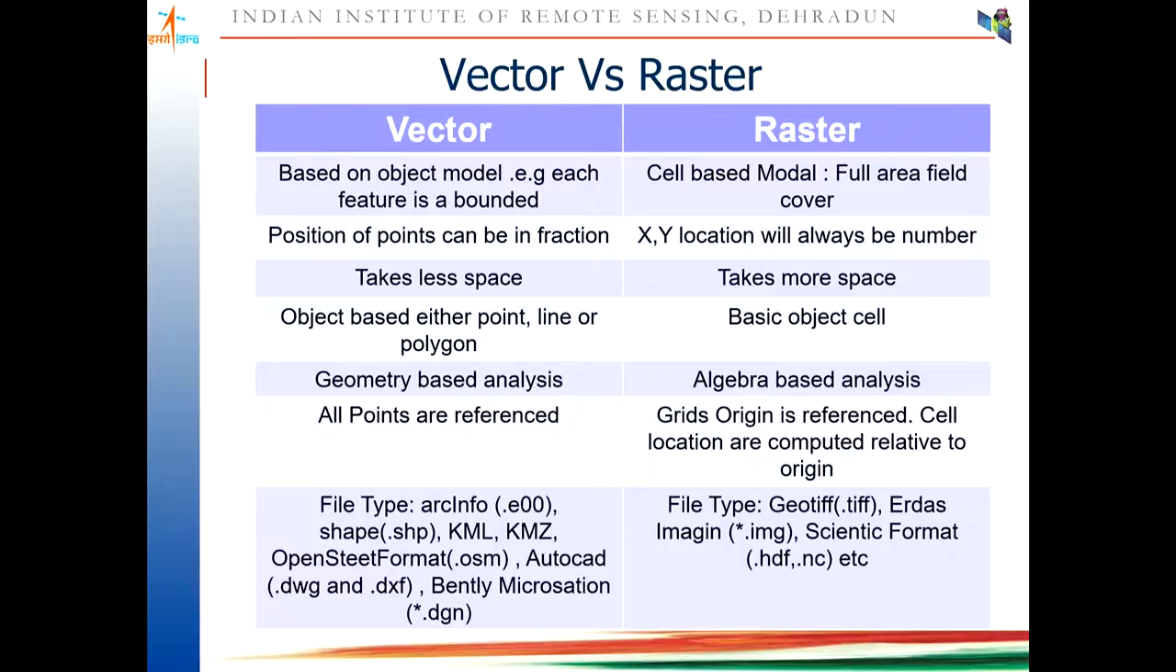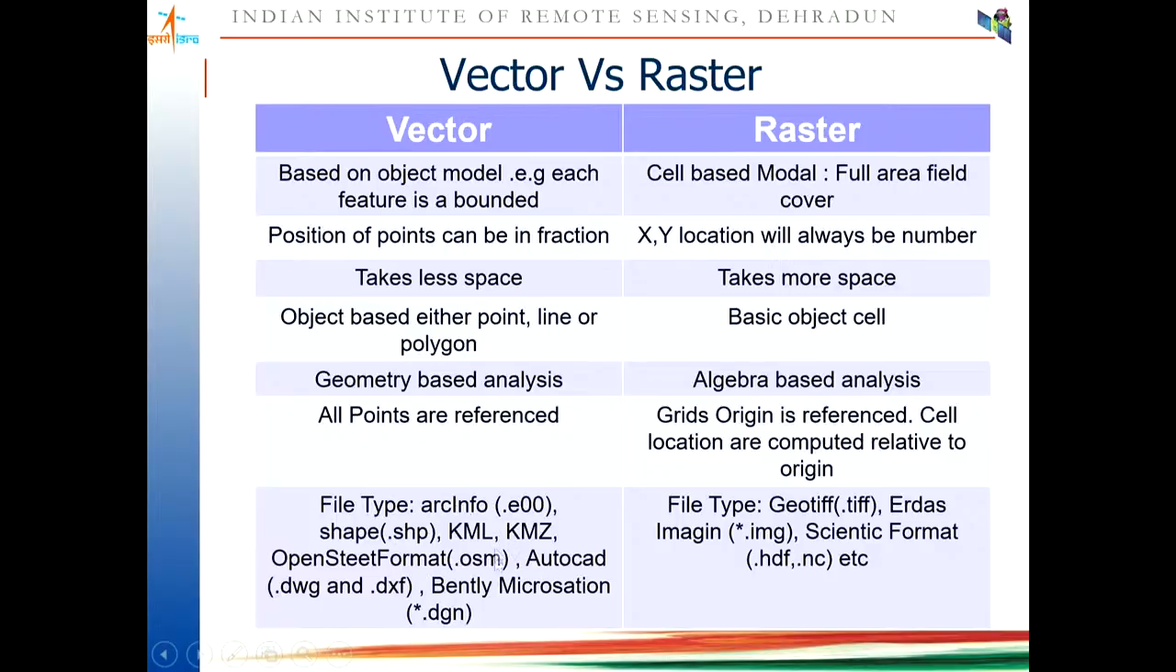You take two geometry shapes and look for overlap and so on. In raster data sets, the grid is fixed, and you only need to carry out addition, subtraction and so on; basic algebraic operations. All the points in vector data sets are referenced, whereas in raster you have only an origin as reference and the remaining cells can be computed because the size of each cell is fixed. And there are a lot of different formats in vector, like GeoJSON, SHP, KML, KMZ and so on.